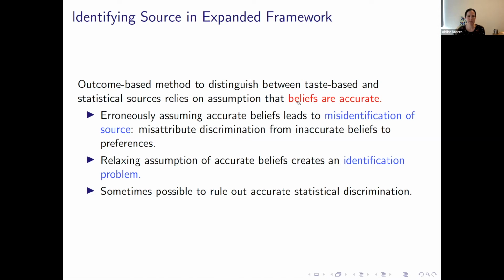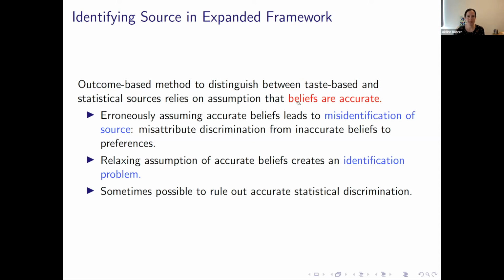So we show that erroneously assuming accurate beliefs is going to lead to a misidentification of source. It's going to cause people to misattribute discrimination from inaccurate beliefs specifically to preferences. But relaxing the assumption of accurate beliefs creates an identification problem, in that we can no longer use this outcome-based method to identify source, and we need to think about new ways to do so.